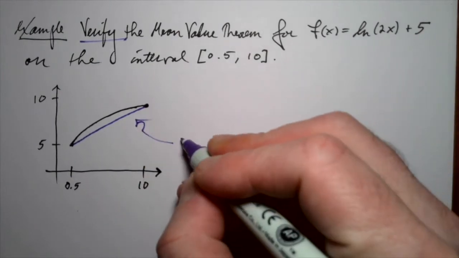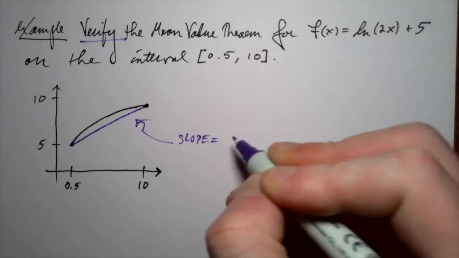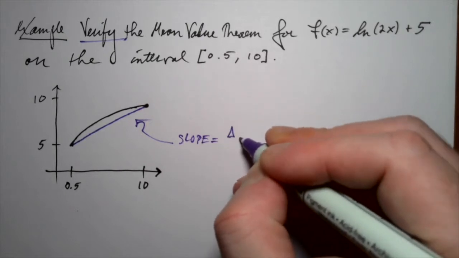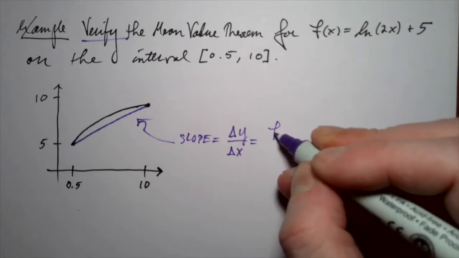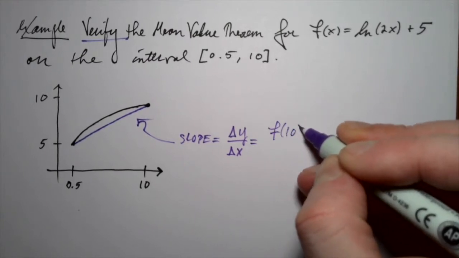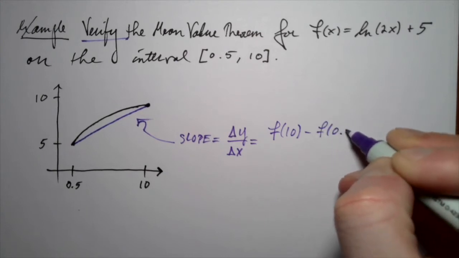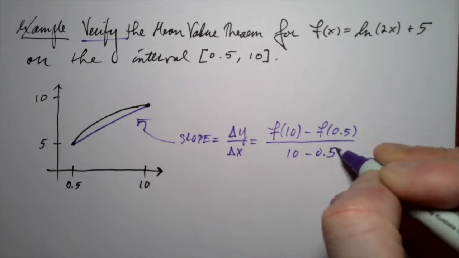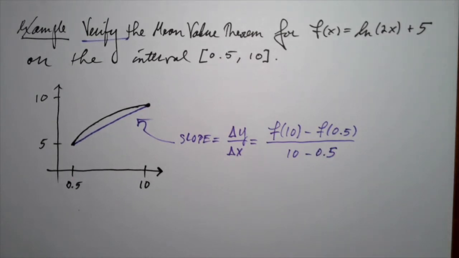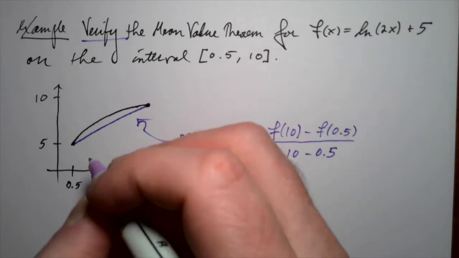So the slope of that line is going to be the change in the y values divided by the change in the x values. In other words, it's going to be f of 10 minus f of 0.5 divided by the change in the x values. That's 10 minus 0.5. That's the average rate of change over the entire interval. To verify the mean value theorem, we're going to find a c value where the slope of the tangent line, the derivative, is the same as that number, that slope.